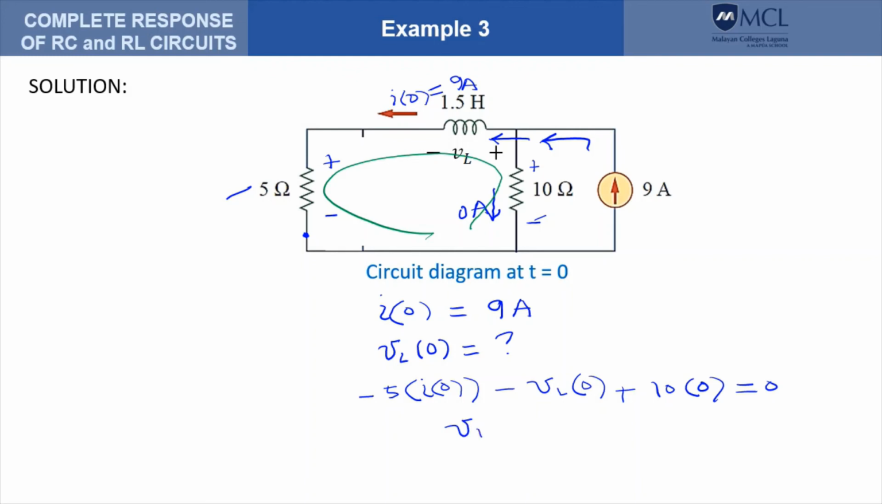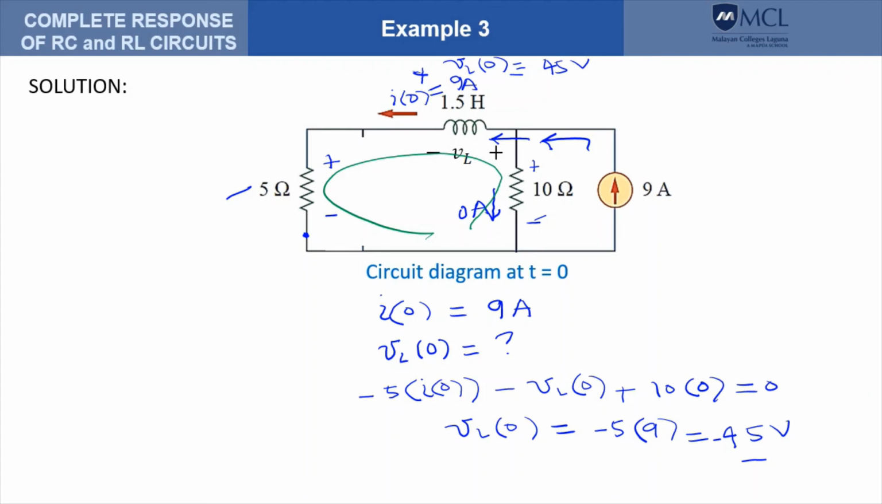So therefore, we get V sub L at t equals 0 equal to negative 5 times 9. That will give us 45 volts negative. So the voltage across the inductor is not 0 at t equals 0, and the polarity is such that this is positive and this is negative. So this is V sub L at t equals 0, which is 45 volts. The positive is on the left side because we got the negative answer.